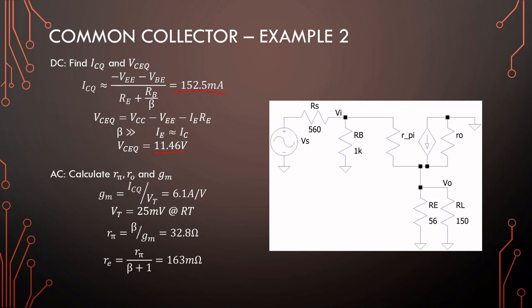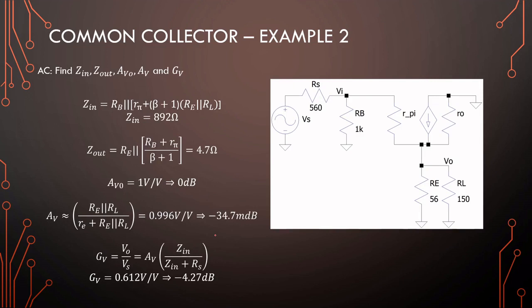calculating the transconductance again, and R pi and RE, 6.1 amps per volt. This transconductance gives us an indication that this amplifier can drive a bit better than the previous one. It has more current to supply per volt coming in. That means R pi dropped, that means RE dropped. Okay, same old as the previous problem. And we find that our input impedance here is much closer to our RB value, meaning that the impedance seen in here is much greater.